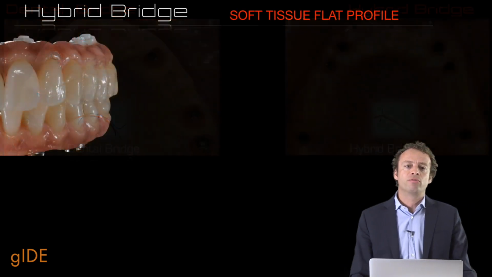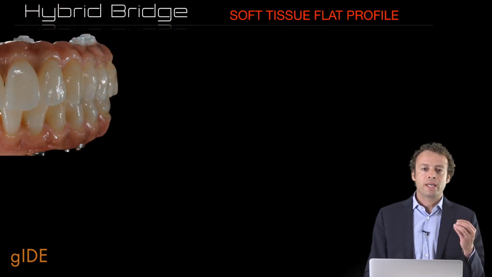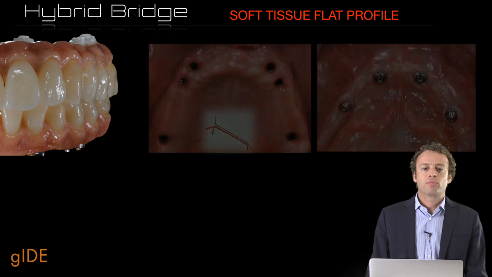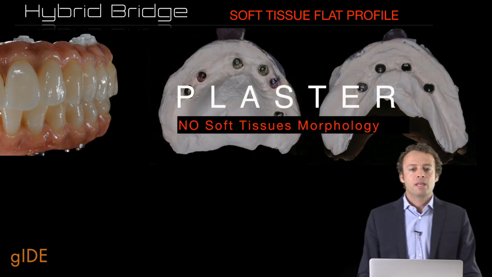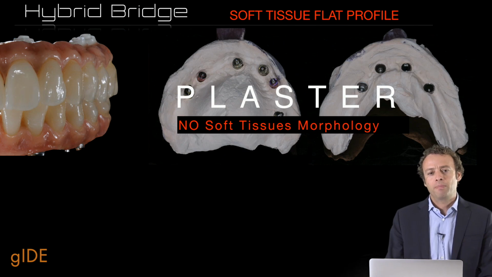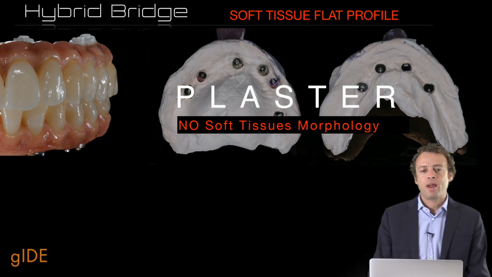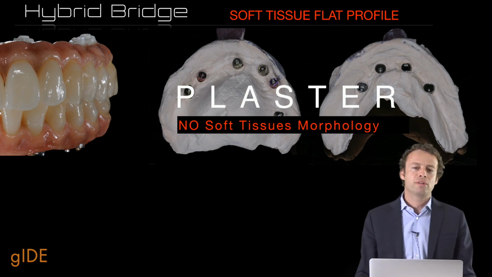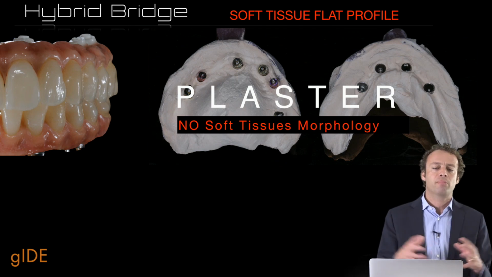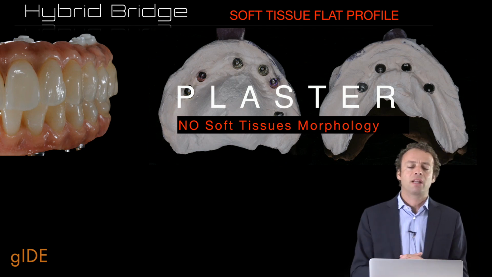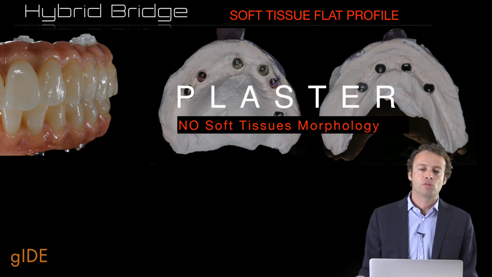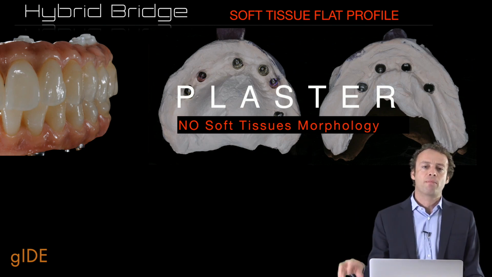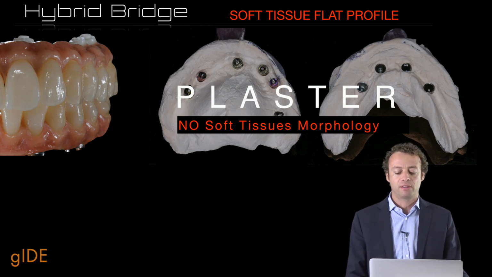So in case of a hybrid solution, so in case of a flat soft tissue profile, like in this situation, the plaster is really a good solution. The plaster for the impression is really a reliable solution in terms of 3D implant position. And this material allows us to achieve a really reliable model where the dental technician, using good CAD/CAM technology, is able to achieve a framework with a passive fit.